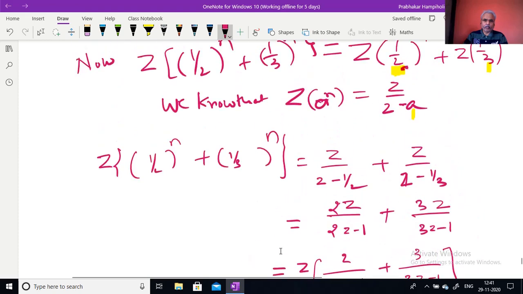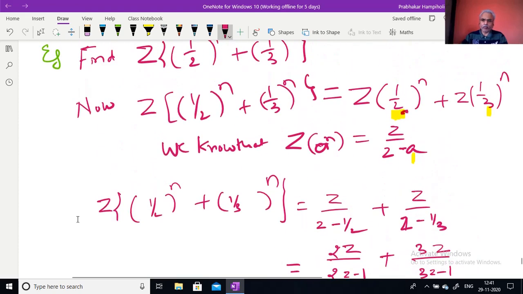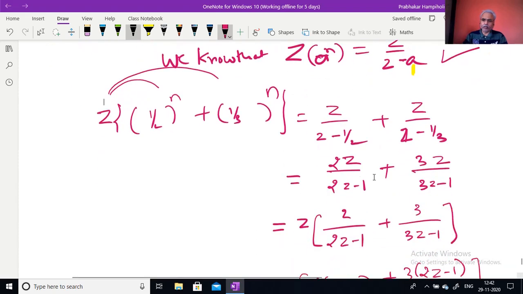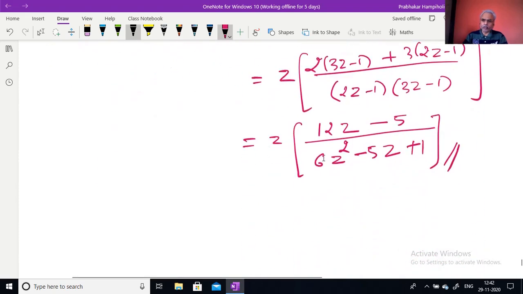What we did, my dear students, we applied this formula. So applying that formula, wherever a is there, z by z minus a. So linearity property, z transform of first function plus z transform of second function, that made us to write, and a little bit of algebraic simplification. So we got this. Shall we go to the next one? Very similar. One more. Next one.